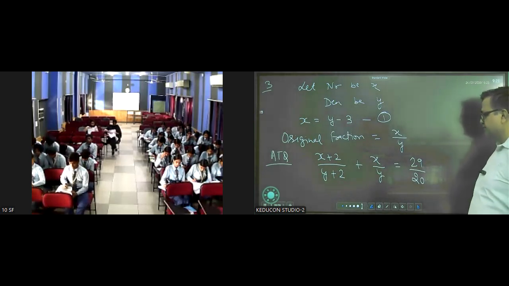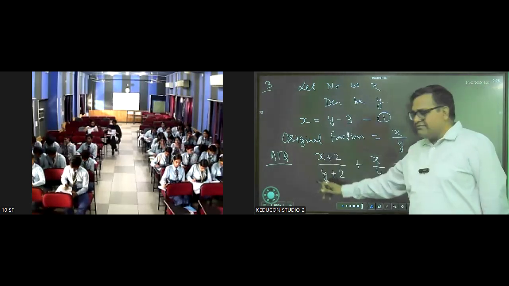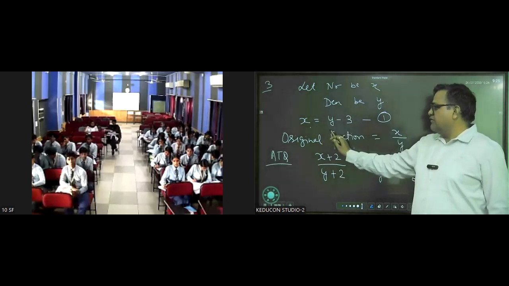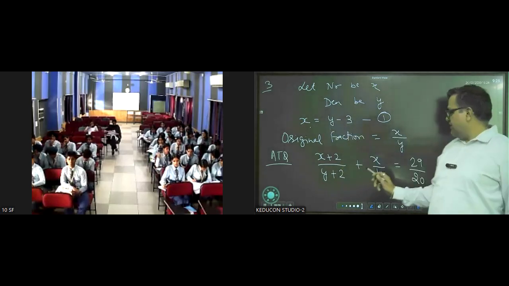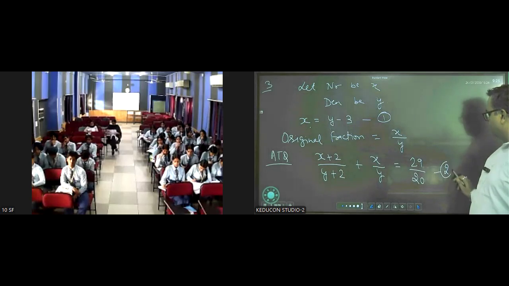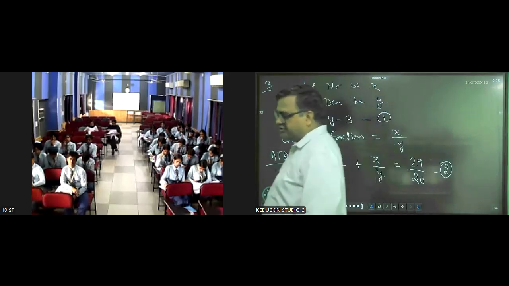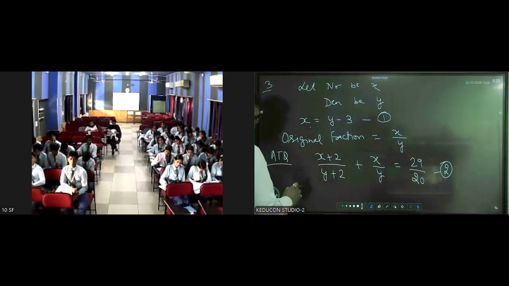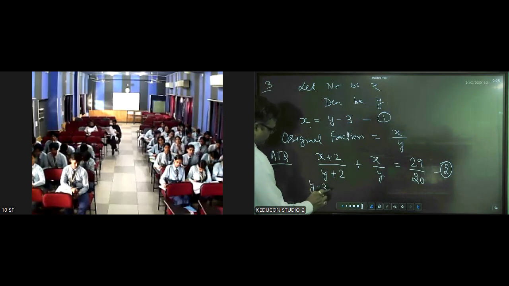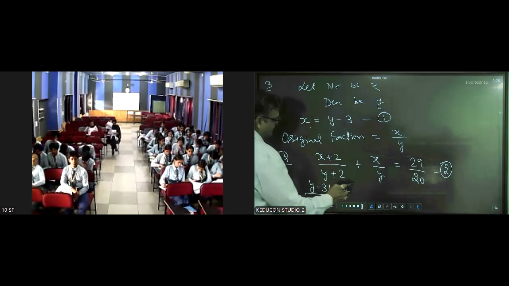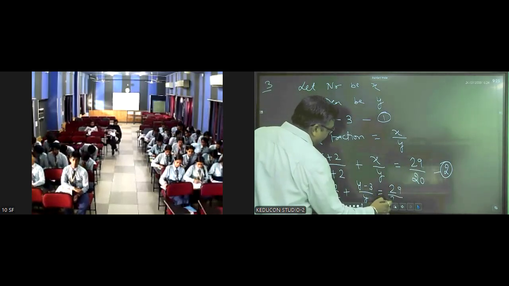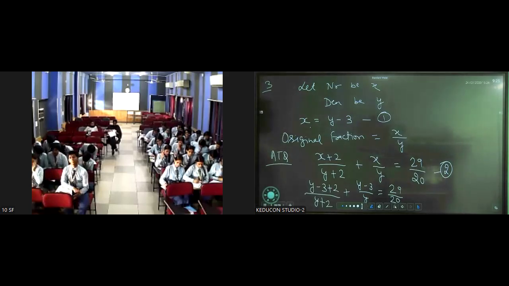Now what will you do? You have this equation in x by y. What you shall do, either substitute the value of x from equation 1 into equation 2. What it becomes, students? If you put in the place of x, y minus 3 plus 2 divided by y plus 2 plus y minus 3 by y equal to 29 by 20. So this question will convert into quadratic form.